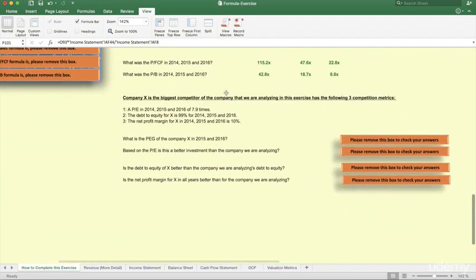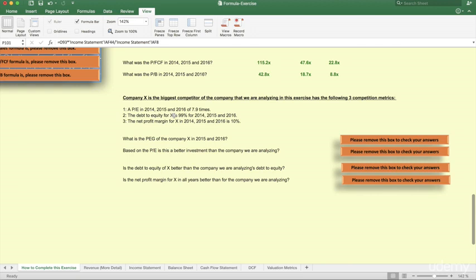Okay. Company X is the biggest competitor of the company that we are analyzing in this exercise and has the following 3 competition metrics. So Company X is our biggest enemy. That one's got a PE of 7.9 times each year. Huh. I guess earnings aren't growing, right? Debt to equity for that company is 99%. Oh, that's pretty darn high. And the net profit margin for all 3 years is 10%.